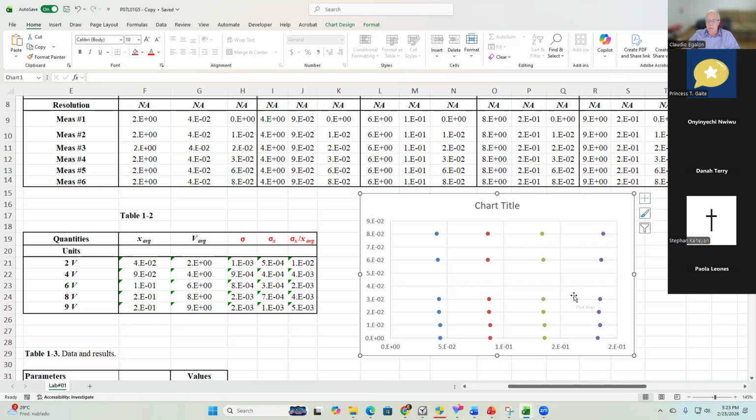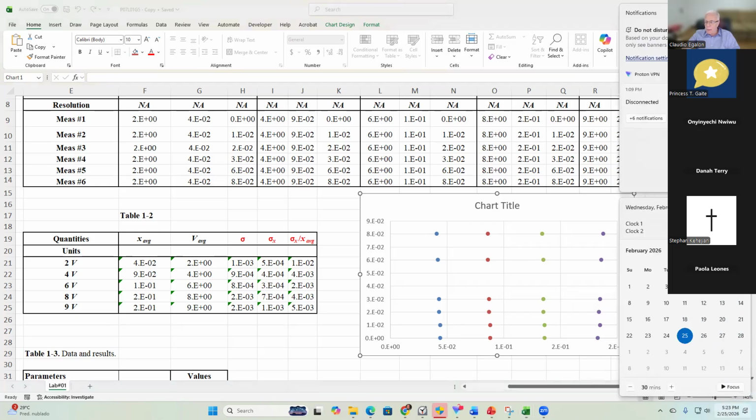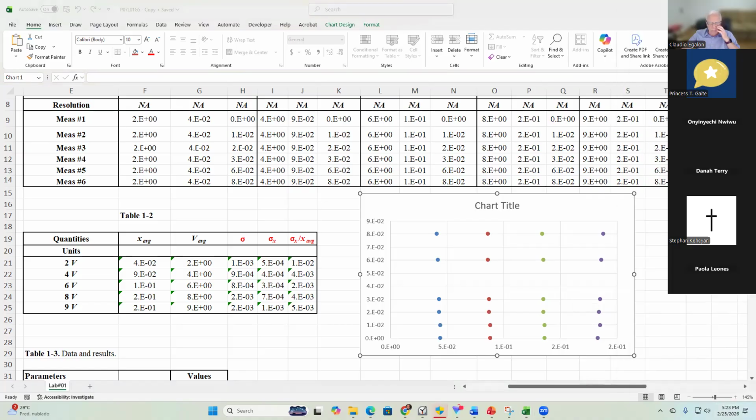One more, the last equipotential. You still have what, 45 minutes to go? Okay.